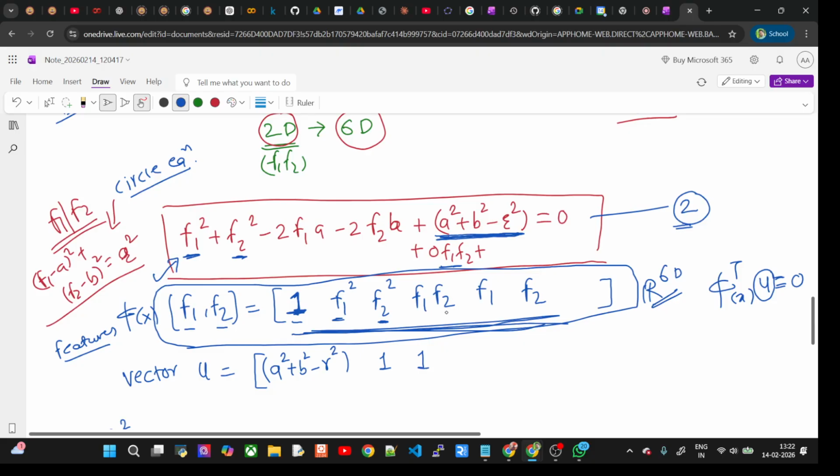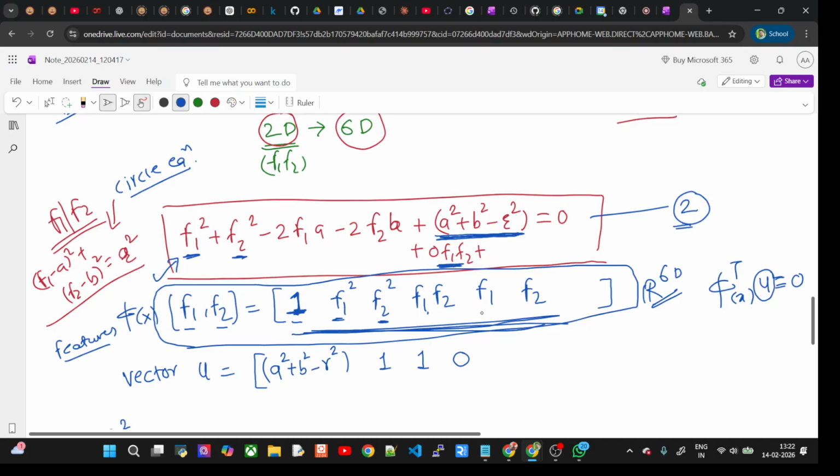Now you are having f1 f2, but there is a 0 term, because there is no f1 f2 in the equation, or it is multiplied by 0. If you want to get that, you just multiply by 0 here. 0 into f1 f2, you will get 0.